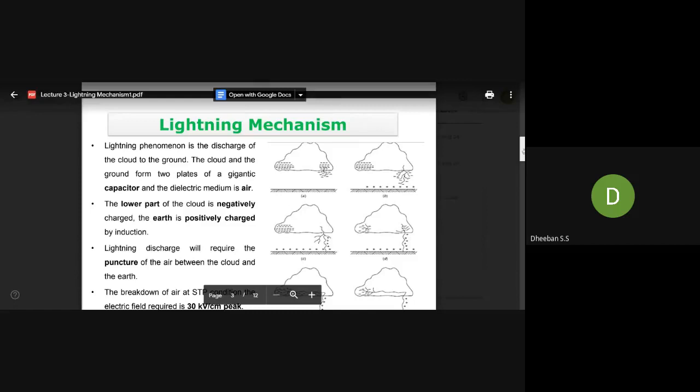In the last class we have seen charge separation, right? How the charge gets separated in a cloud. There are positive charges and negative charges. How those charges get separated in a cloud, we have seen. Now we will be seeing how the lightning passes from the cloud to the earth.